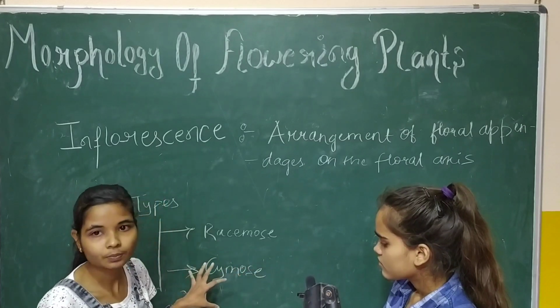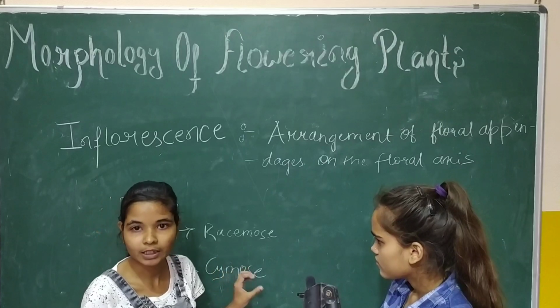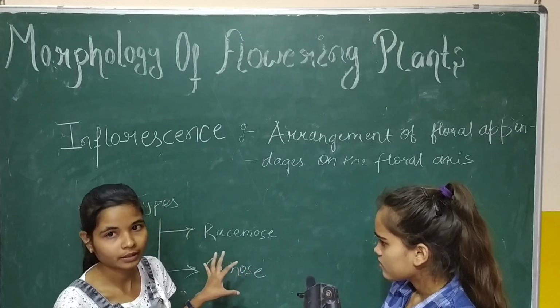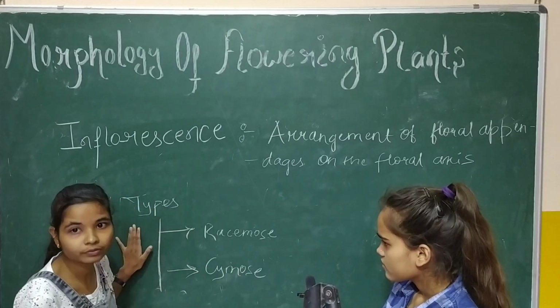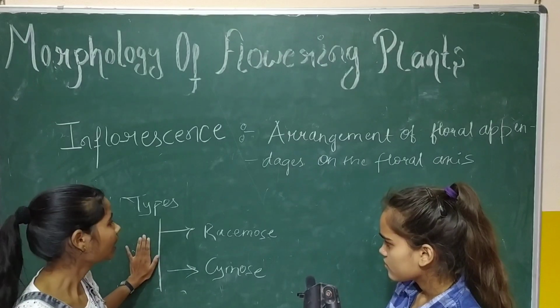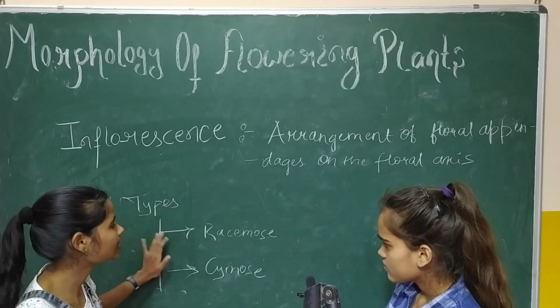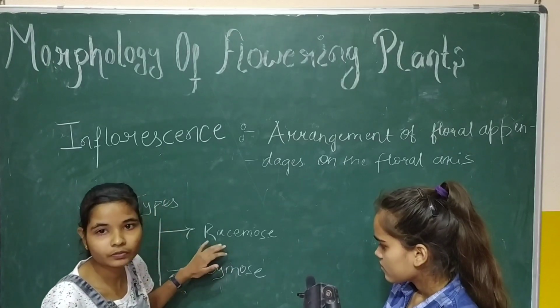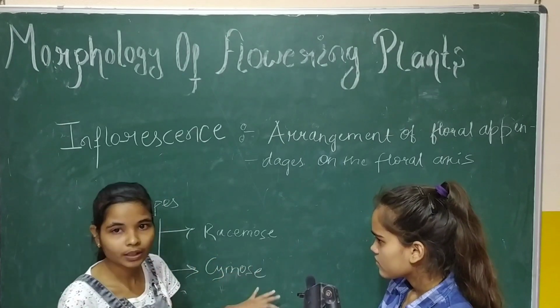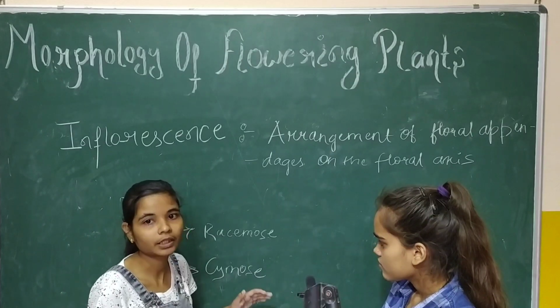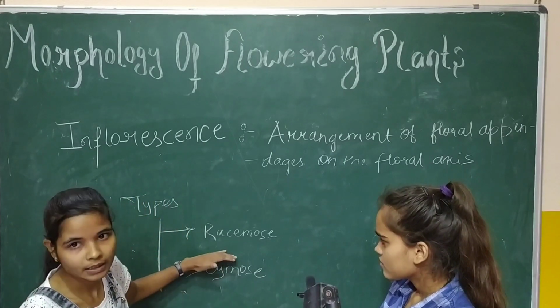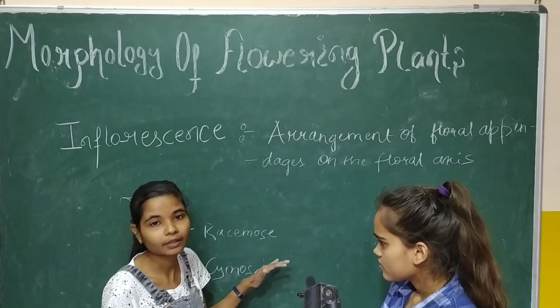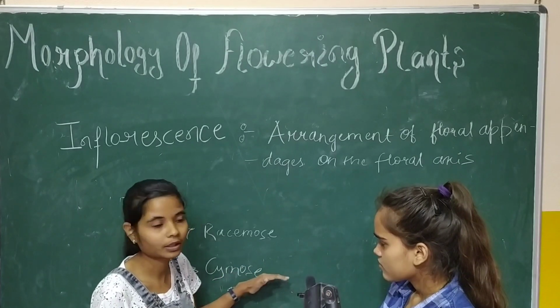When the shoot tip is modified, it changes into a flower and the flower is solitary. Now if we move ahead to the types of inflorescence, we will see that it is of 2 types, racemose and cymose. In the case of racemose, we will see that the floral axis or the main axis will continue to grow and it will not stop, and the flowers here follow the acropetal order.